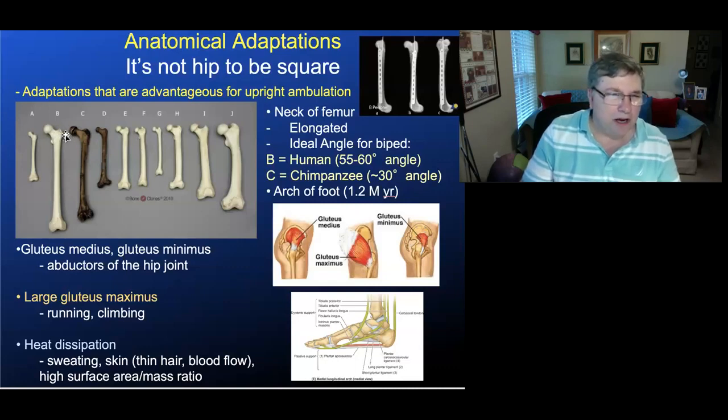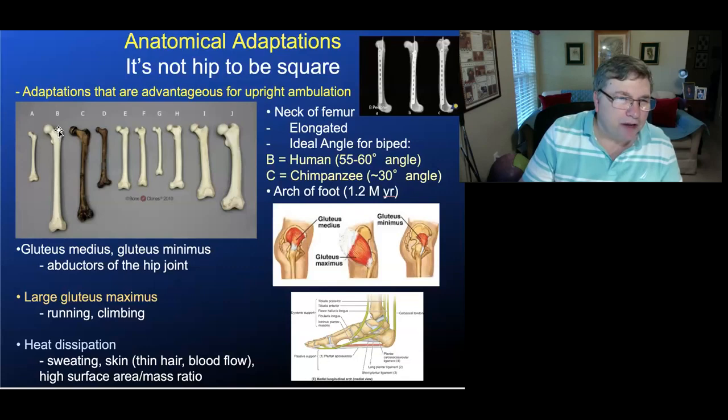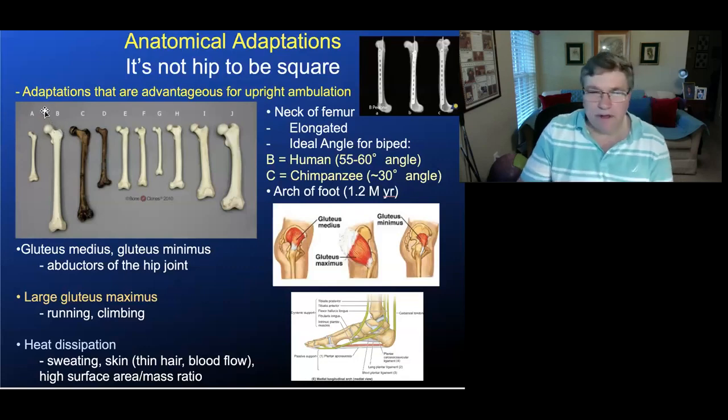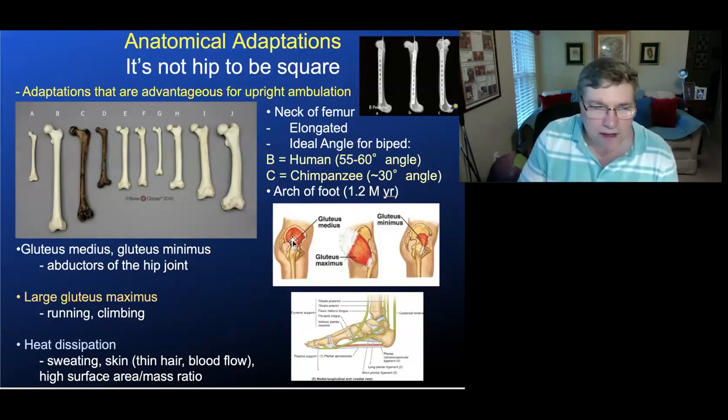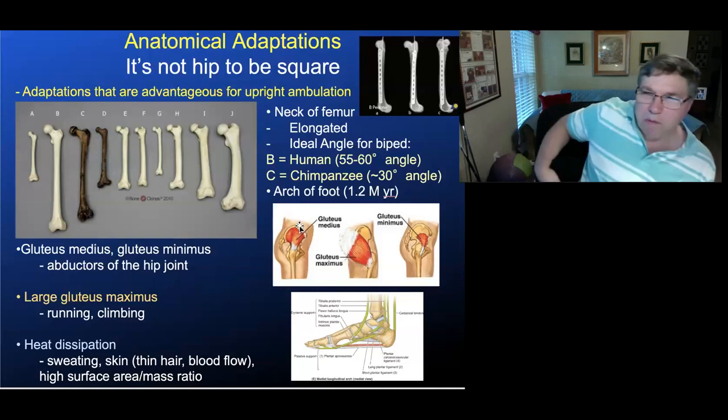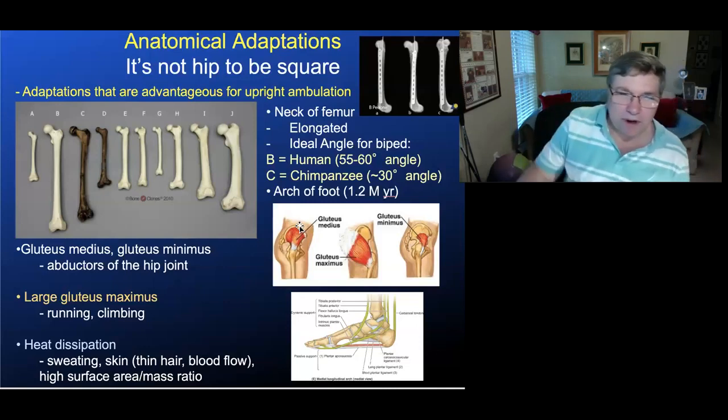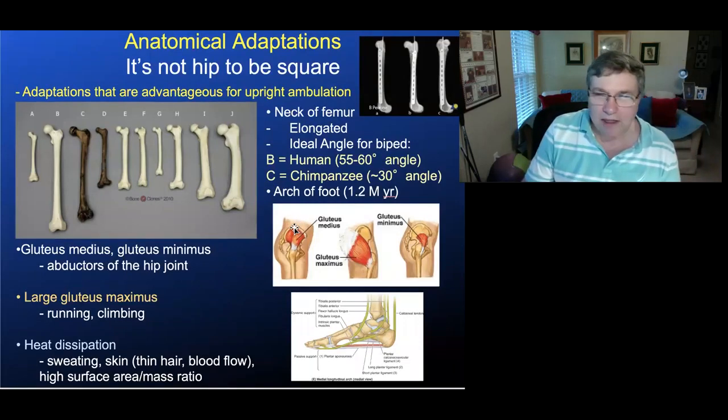They insert here on the greater trochanter and then come up to the top of the pelvis, top of the iliac. So again, this is the iliac crest. A lot of people will point to this and say that's the hip joint or that's the hip. These are not the hips. The hips are down here.